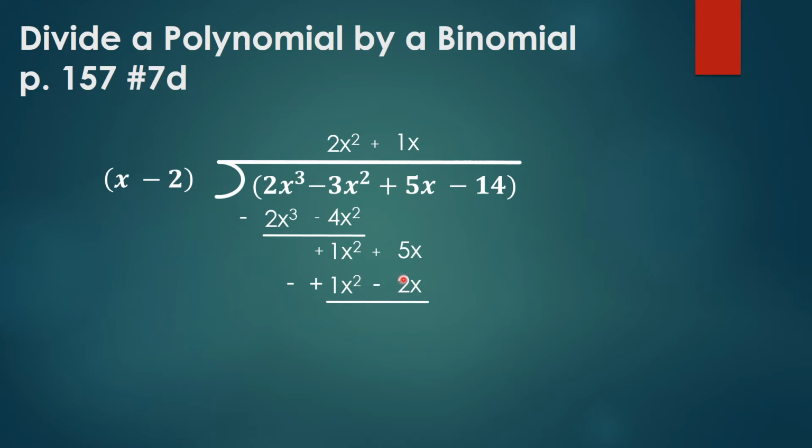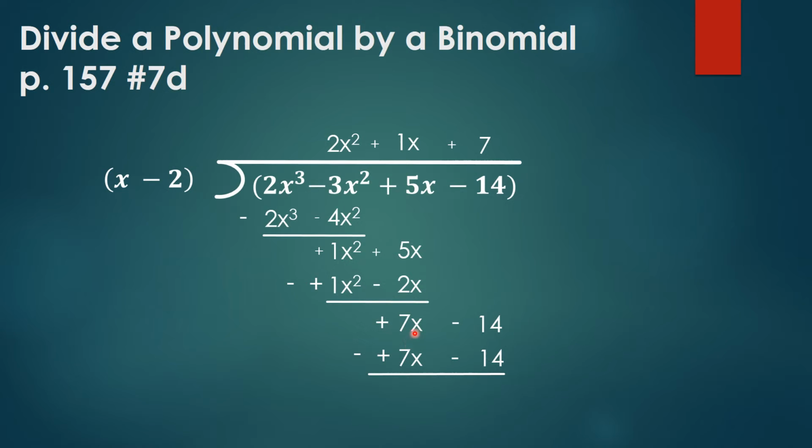5x minus a negative 2x is 5x plus 2x, which is 7x. I bring down 14 and I also bring down the sign. Bring down negative 14. Then I start over again. I say, what do I multiply this x by in the divisor to give me 7x? The answer, of course, is plus 7. And then I take that plus 7 that I determined and I multiply by each term in the divisor. 7 times x gives me 7x. 7 times negative 2 gives me negative 14.